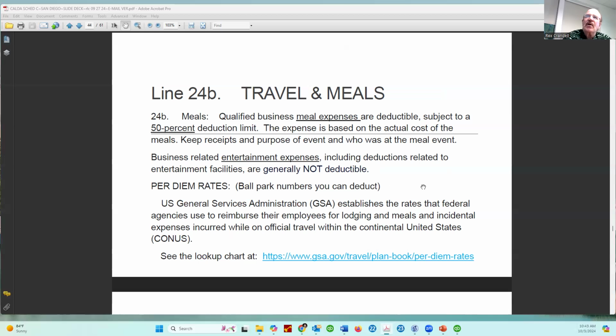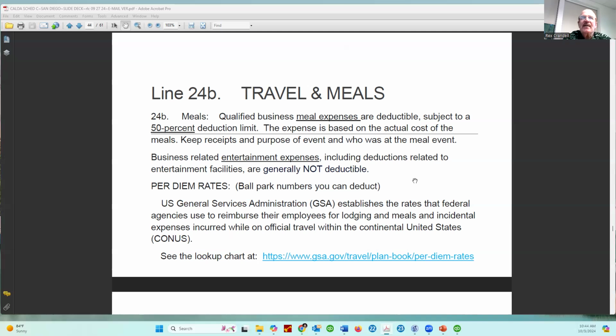We've been talking about actual cost of the meals and travel. There's another way to do this computation. It's called per diem rates. They got some Latin in there, per diem. Reminds me of the other phrase, carpe diem, take charge of the day. But these per diem rates are ballpark numbers you can use to write off because the U.S. General Services Administration established rates that federal agencies can use to reimburse their employees for lodging and meals and incidental expenses while on official government travel within the continental U.S.